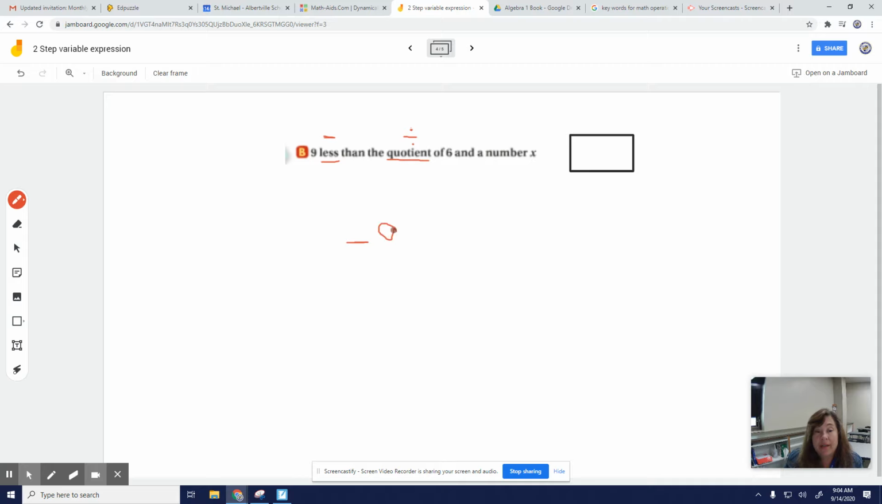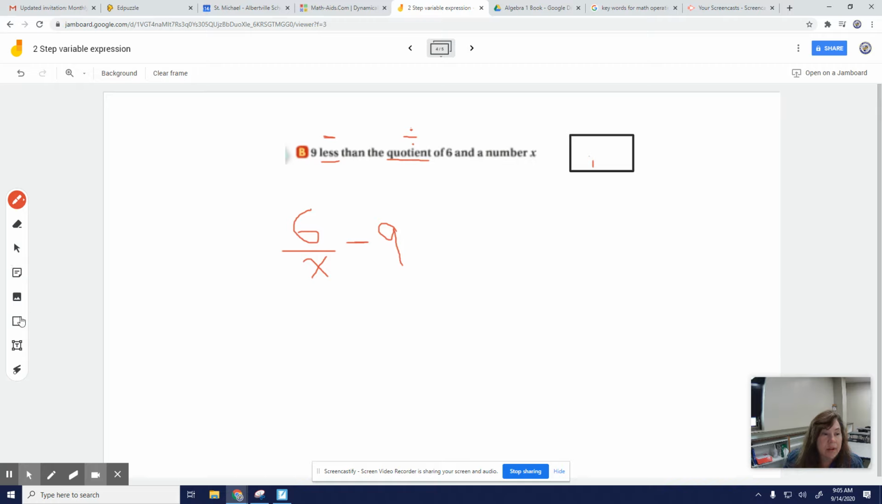Whatever it is, I'm taking 9 away from. So I know that it's going to be at the end of my statement. So the quotient of 6 and a number. So quotient, I'm dividing. So what am I dividing? I'm dividing 6 and a number x. 6 over x, minus 9.